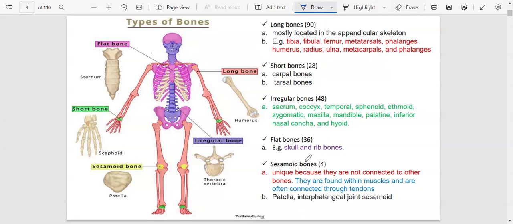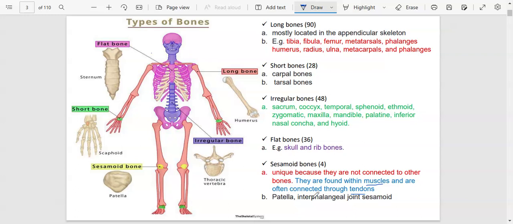All right. So we also have the sesamoid bones, and they are just four. So sesamoid bones are unique because they do not connect to other bones. Okay, they do not connect to other bones. Actually, any bone that is not classified as long, short, irregular, or flat is a sesamoid bone. And they are mostly found within muscles, and they are often connected through tendons, right? So tendons are just tissue which gets to connect a bone and a muscle like that. So that is where we're going to find sesamoid bones.